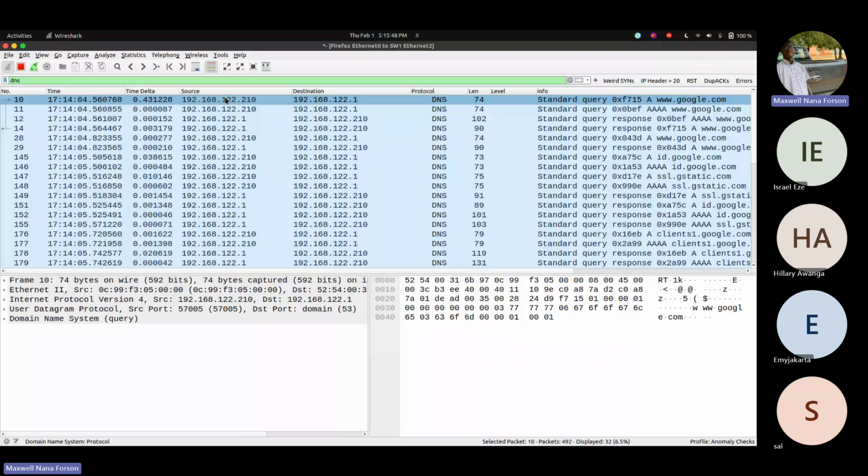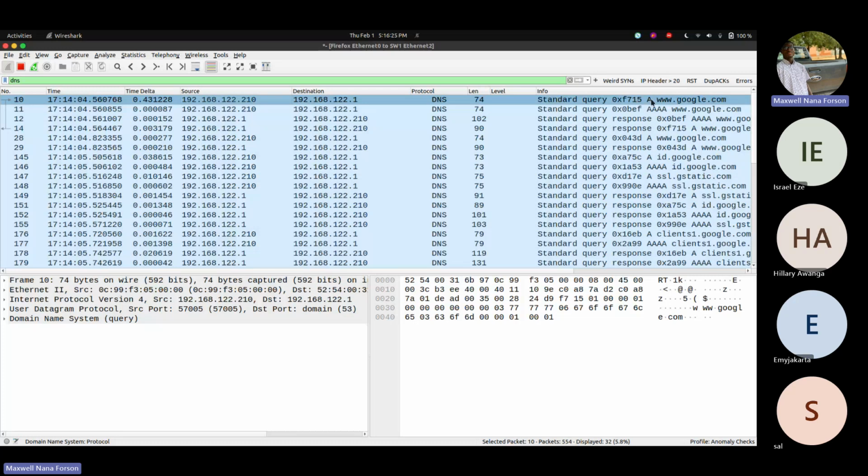Okay, so I am sending it from here to my default gateway. So that is what I'm using as the destination to get to wherever I want to get to. It could have been something different, but that's what we are using here. And then here I'm making a query to google.com. Okay, so I send a request for the IP address of Google.